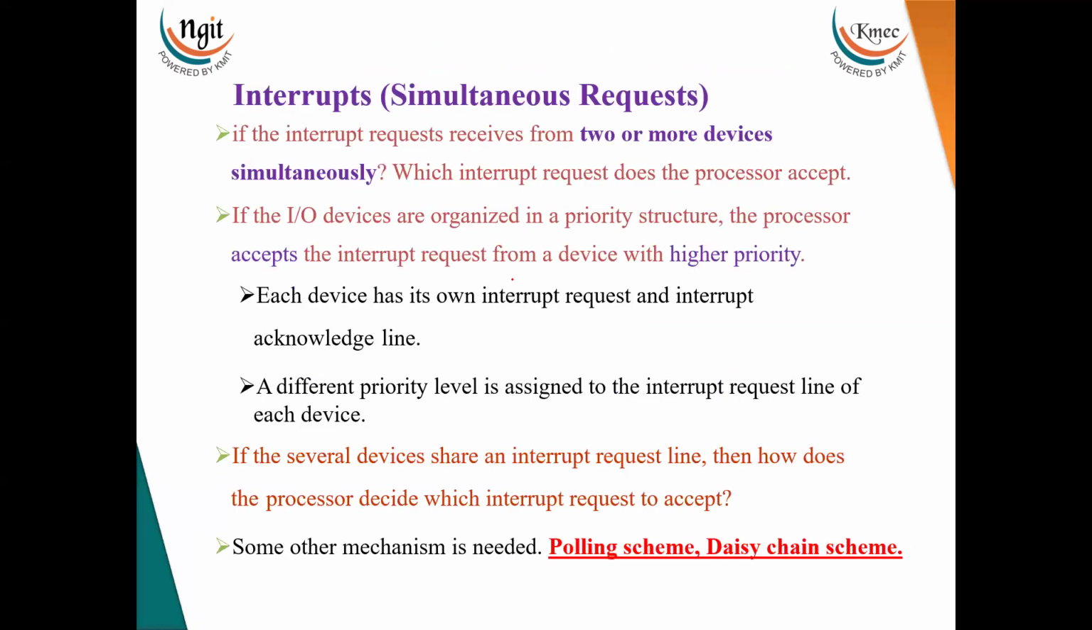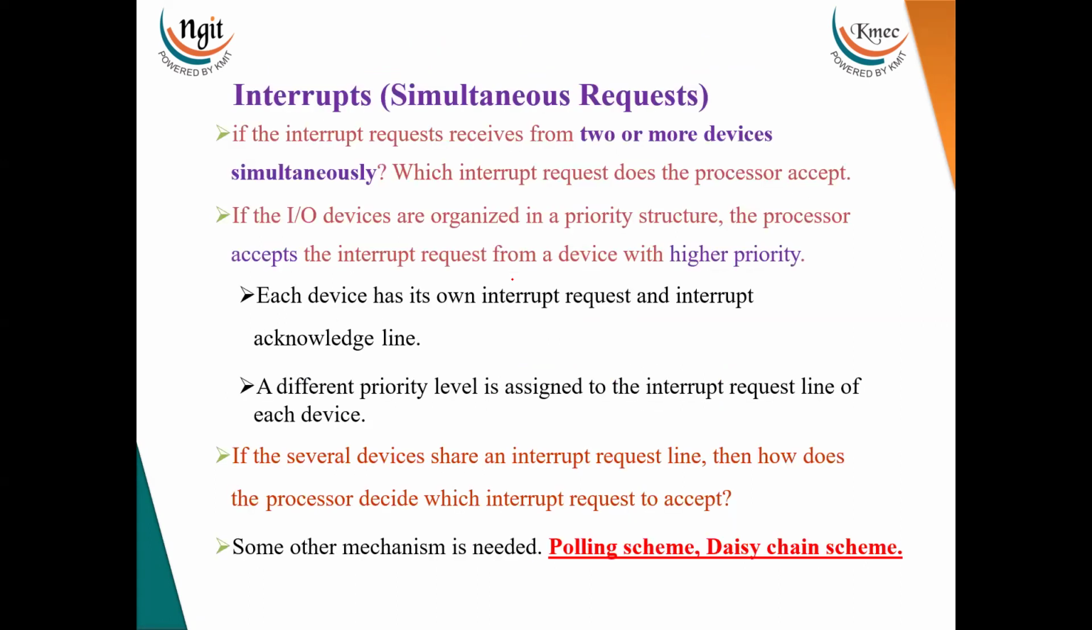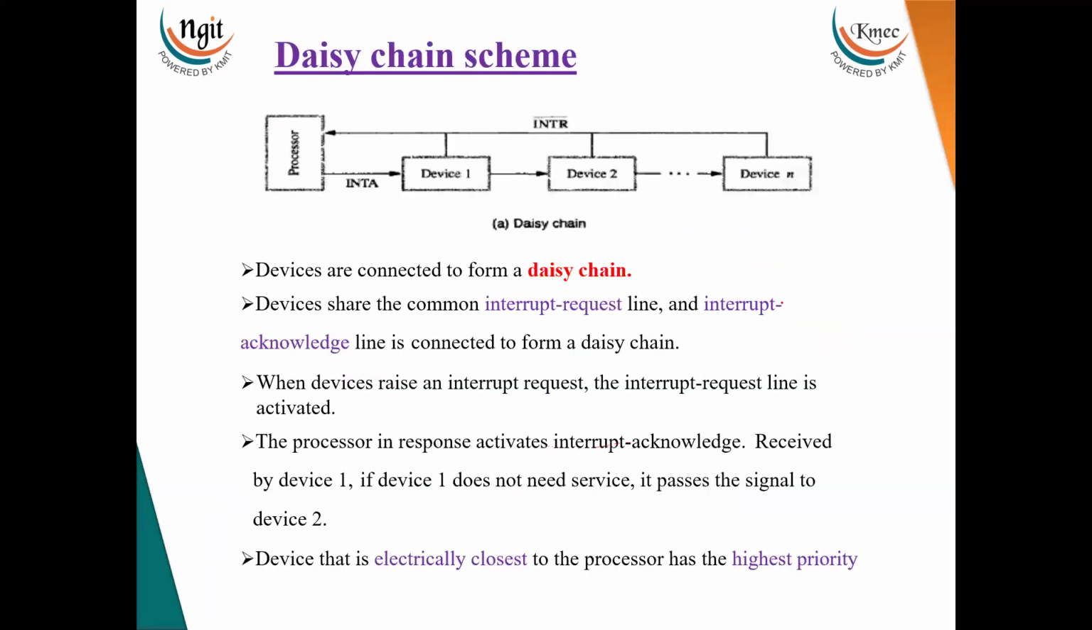Like this, it will handle the multiple priority scheme. Now, in this scheme, if you see, there are more connections. Each and every device has its own interrupt request and interrupt acknowledgement. Also, one more problem is that the device having the lowest priority may not get the chance for execution of its program. So to avoid the large number of connections, one more method is there, where a single line is shared and all the devices are connected to it. If the microprocessor receives interrupt signals simultaneously, how does it resolve this? That we are going to see in the daisy chain scheme.